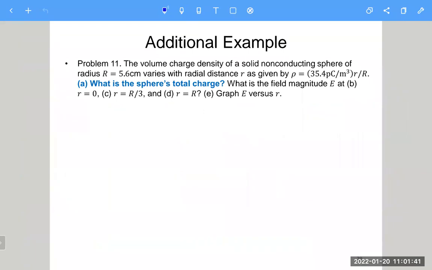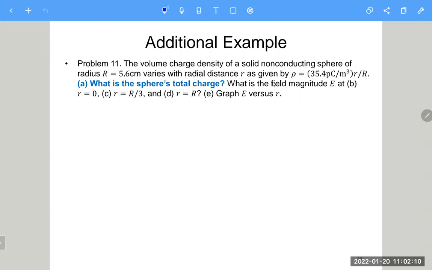Okay, so here, let's see the additional example. Actually, this is problem 11 in the problems behind the chapter. If you have the textbook, you can find it. It says the volume charge density in a solid non-conducting sphere of radius capital R varies with the radial distance small r, given by rho.